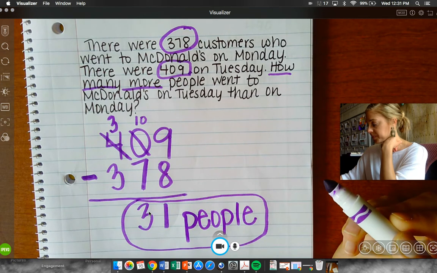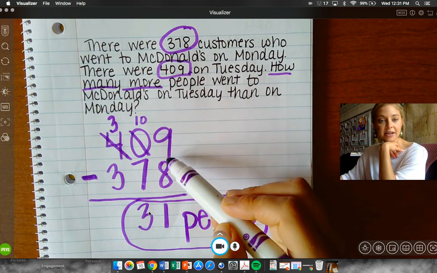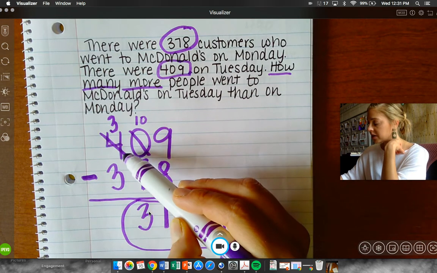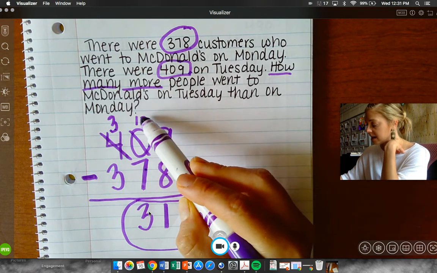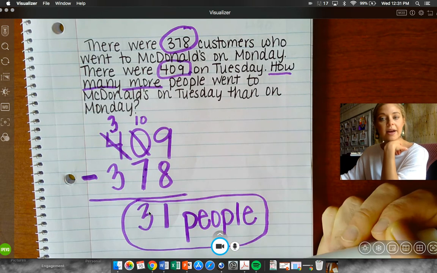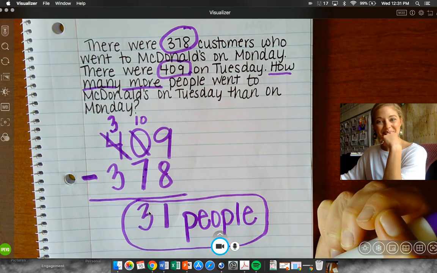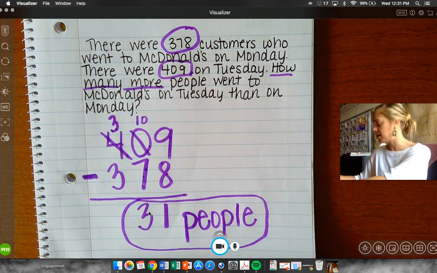There we go. And I can just double check my work in my head. 9 minus 8 is 1. 0 minus 7, I couldn't do that. I had to go over and borrow, so that changed to a 3. That's a 10. 10 minus 7 is 3. 3 minus 3 is an invisible 0. So I did the problem correctly, and that's the answer. Okay? Perfect. Halfway done. I hope you're still with me.